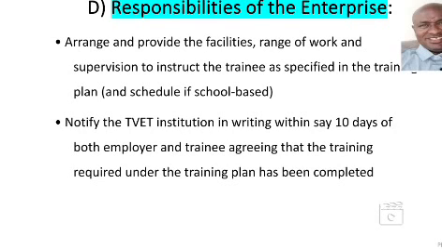Enterprise means employers, industry for that matter. The industry might be private-owned, public, or government-owned, whatsoever. That means the place where training is provided, the venue that cooperates in order to implement cooperative training. So they also have their responsibilities. The first responsibility is to arrange and provide the facilities, range of work, and supervision to instruct trainees as specified in the training plan. The enterprise also notifies the TVET institution in writing, within about 10 days, of both employer and trainees agreeing that the training required under the training plan has been completed.